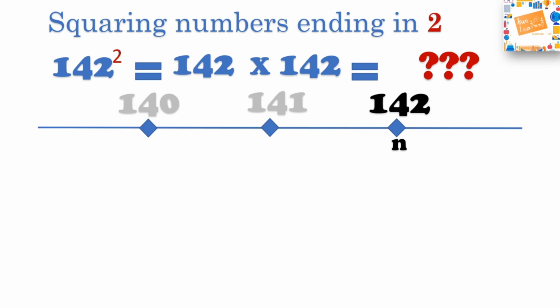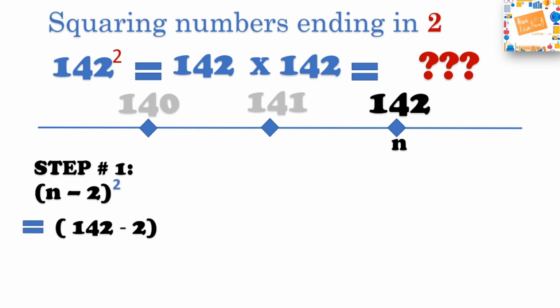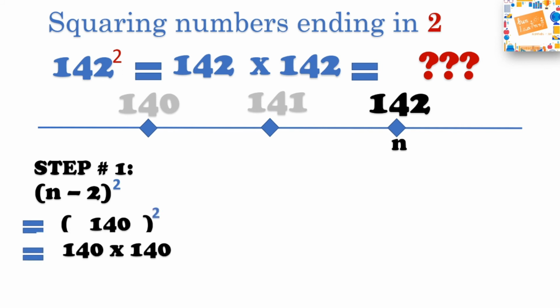And now, as taught earlier, let's go with our step 1 and step 2 and then we add them together to get the answer. So our step 1 needs us to go to the nearest 10 and then square it. So this will be equal to 142 minus 2, that is 140 square. So that is equal to 140 times 140. So we know the square for numbers ending in 10. So just add the 2 zeros and then it is time for 14 square, which is 196. So your answer to step 1 is 19600.